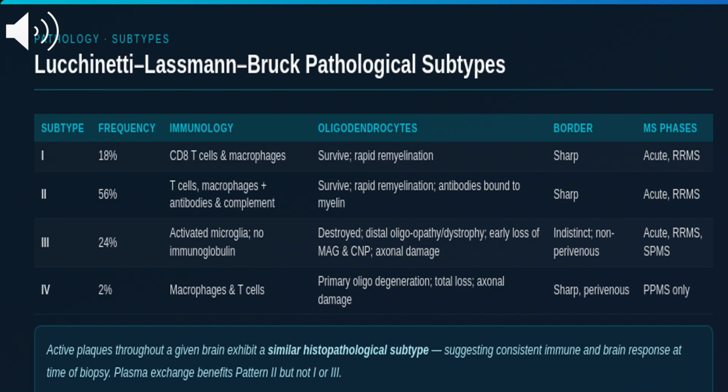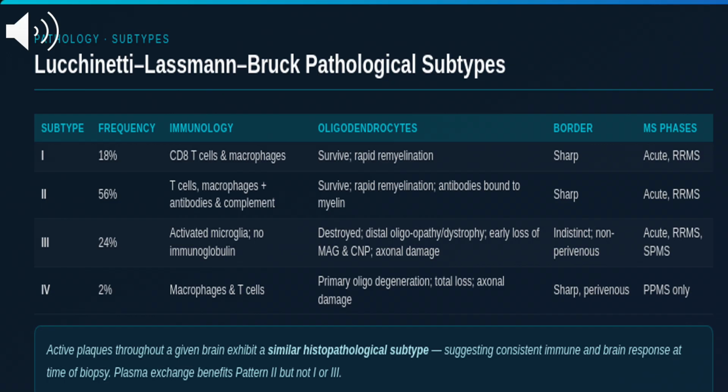Pattern 3, in 24% of patients, shows oligodendrocyte dystrophy and apoptosis with specific early loss of myelin-associated glycoprotein and CNP. The distal oligodendroglial processes die back before the cell body, in a pattern reminiscent of acute white matter hypoxia. This pattern suggests a virus or toxin, like nitric oxide, interfering with mitochondrial energy production. A third of MS brains show actual cortical microvascular hypoxia on near-infrared spectroscopy.